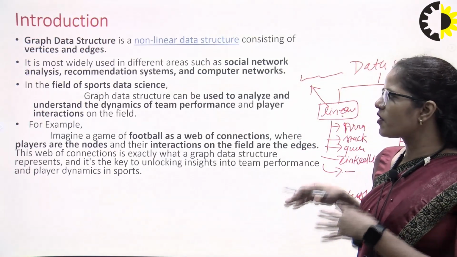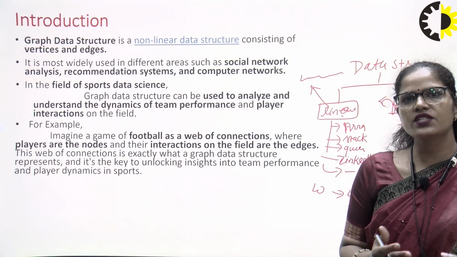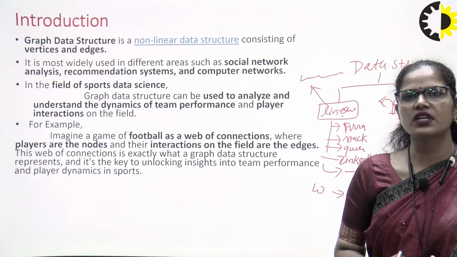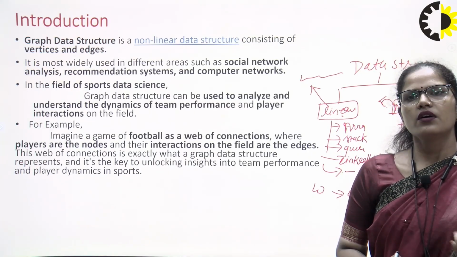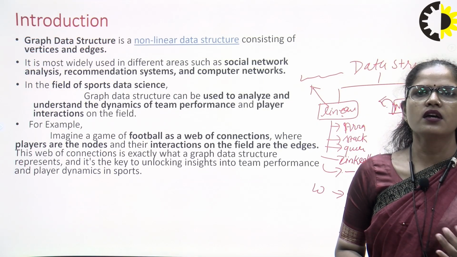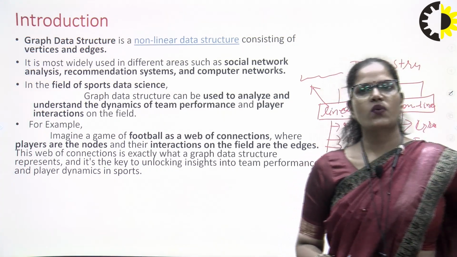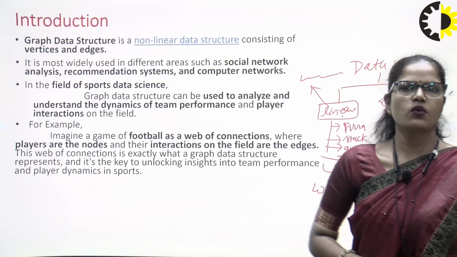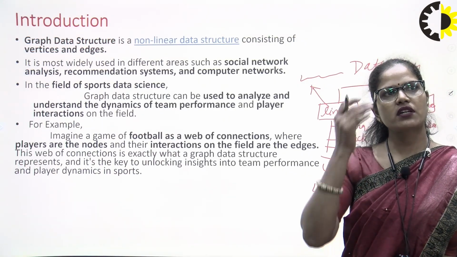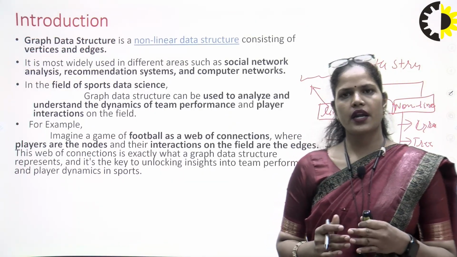That type of data is arranged by using some specific data structure, and the graph is an important data structure for collecting unstructured or unorganized data, which we are having randomly. There is no sequence, no order and no arrangement, right? So the graph is a non-linear data structure consisting of vertices and edges, right?